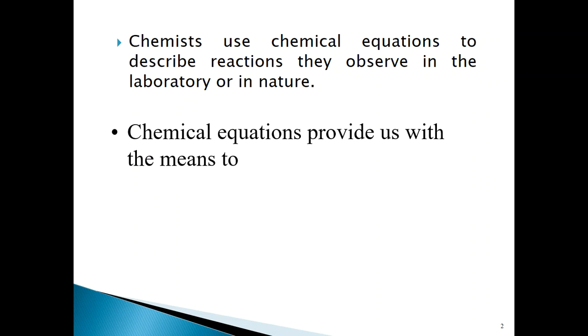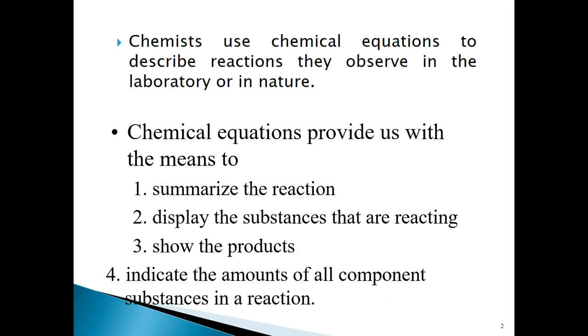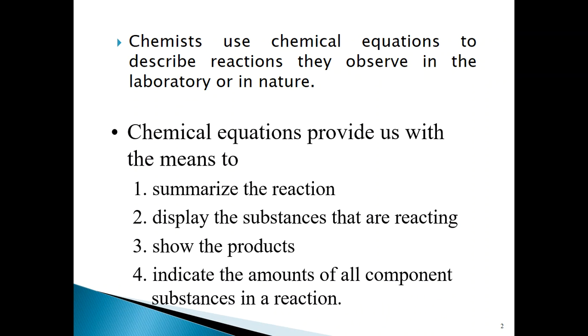So the chemical equation is a very shorthand way of describing the reaction, and therefore it can be used to summarize the reaction. It can be used to display the substances that are reacting. It can also show what the products of the reaction are. And finally, and this is very important when we get to later topics, it can indicate the amounts of all the substances involved in a reaction. All right, so that's basically what a chemical equation is all about.